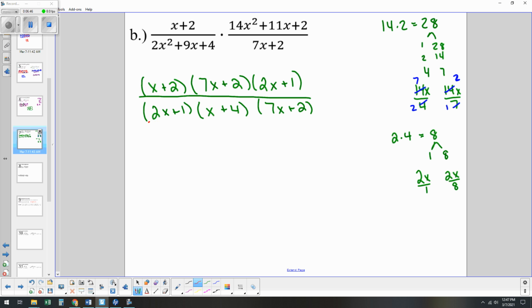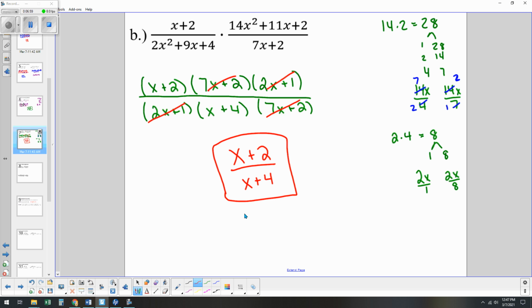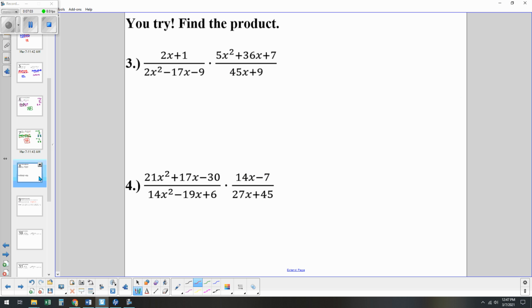So 2x plus 1 is going to cancel with 2x plus 1. 7x plus 2 is going to cancel with 7x plus 2. And I'm left with x plus 2 over x plus 4. You go ahead and try both of these, pause it, and I'll show the answer.